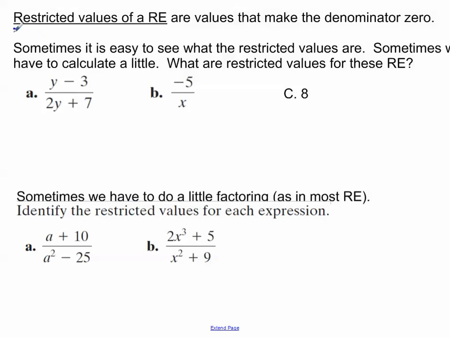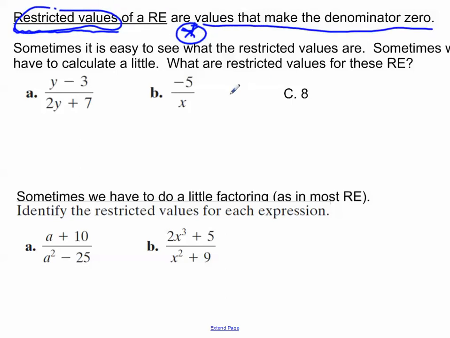Restricted values of a rational expression are values that make the denominator equal to 0. So there's a definition. If you're looking to set up something for your study guide, restricted values are values that make the denominator of a rational expression 0. Sometimes it's easy to see what they are. Sometimes it's a little more difficult to calculate what they are. So let's find out what the restricted values are for A.